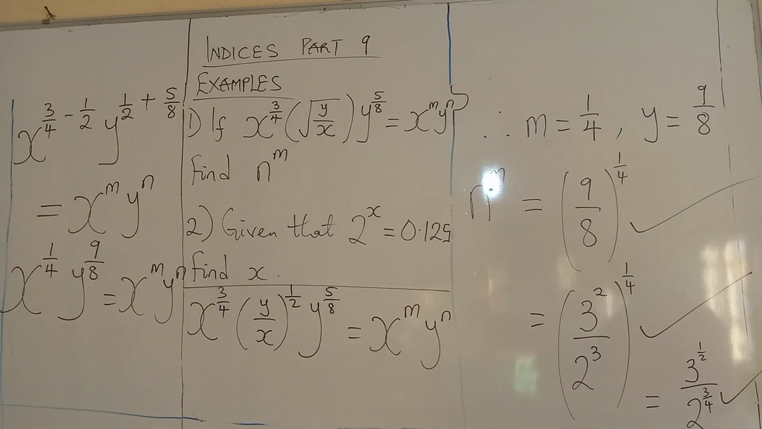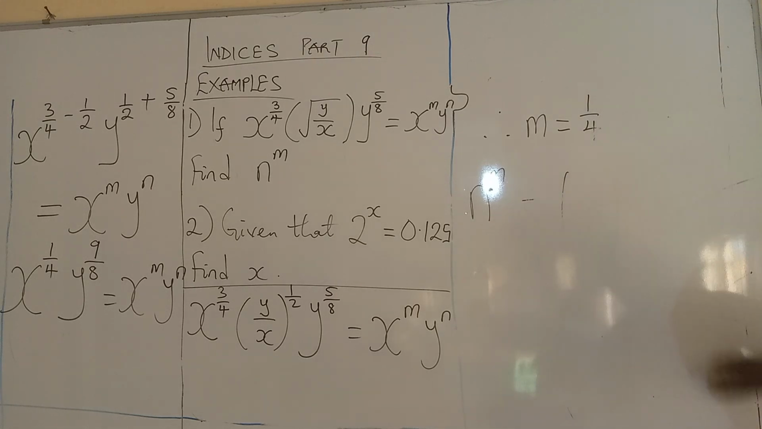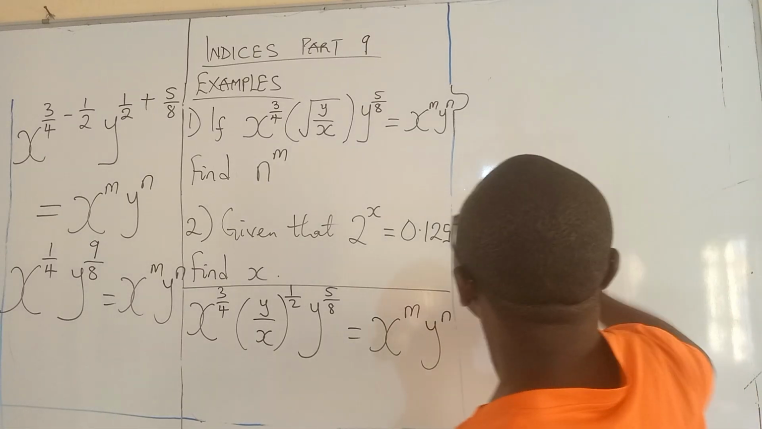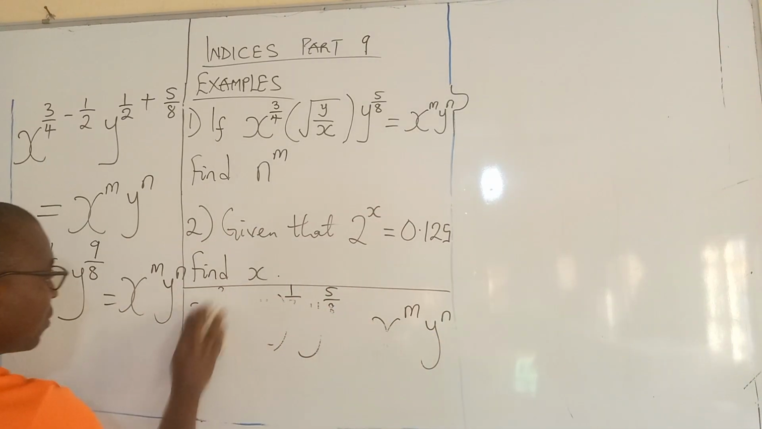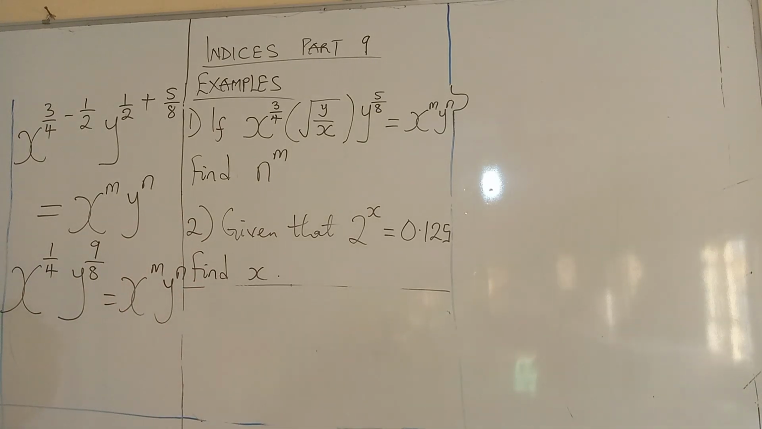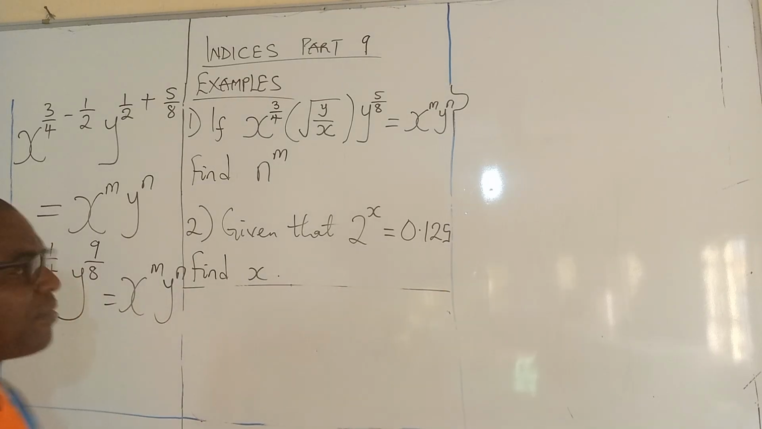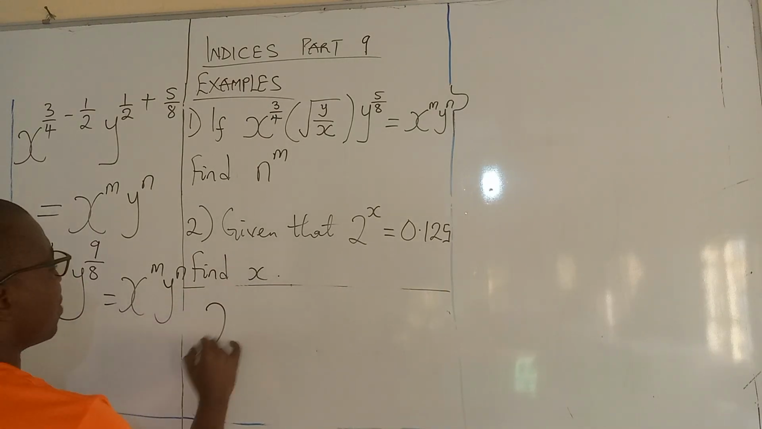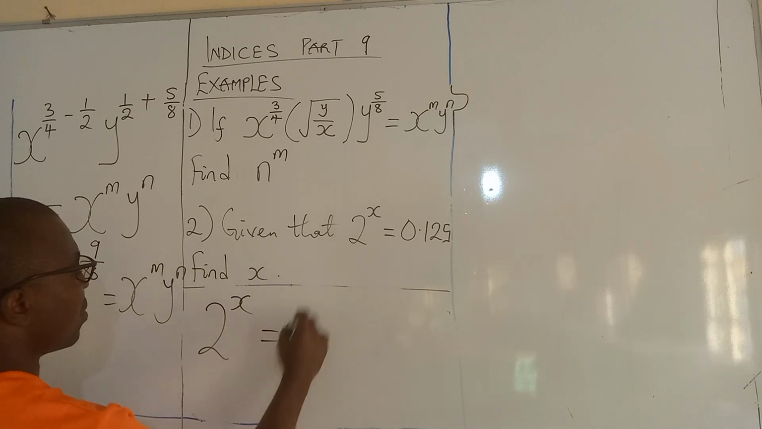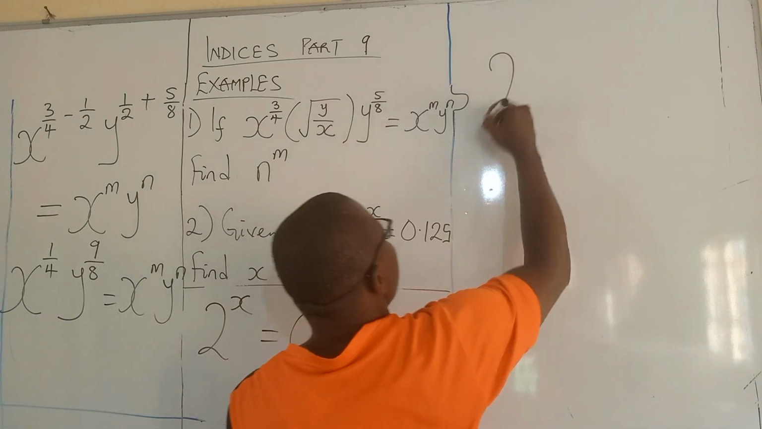So quickly, let us look at question number 2. Question number 2. Given that 2 raised to the power of x is equal to 0.125, find the value of x. 2 raised to the power of x is equal to 0.125.